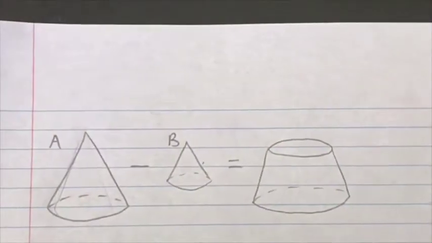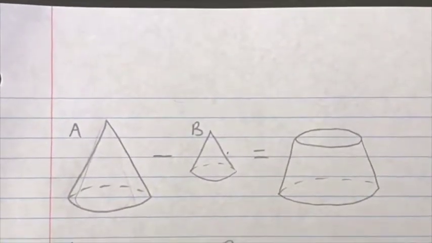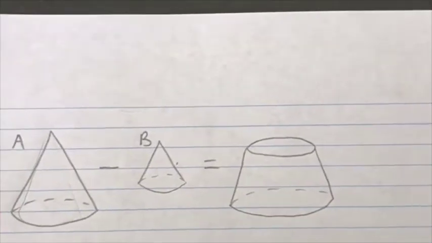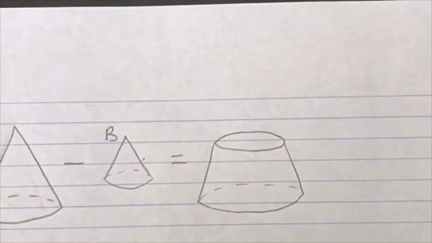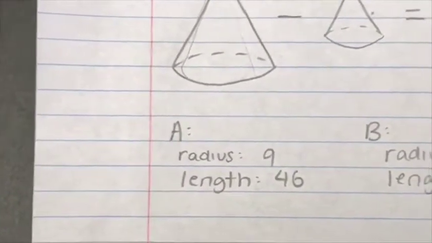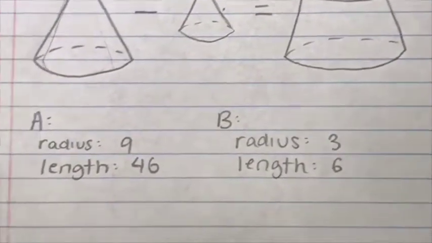To find the surface area of the dress, we need to start with measurements. To get the skirt, we need dimensions for two cones, a big one and a small one, which will be cut off of the original to get a truncated cone. The first cone's radius is 9 inches and has a length of 46 inches. The second cone's radius is 3 inches and has a length of 6 inches.